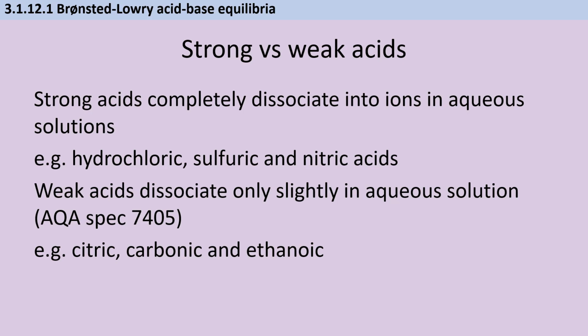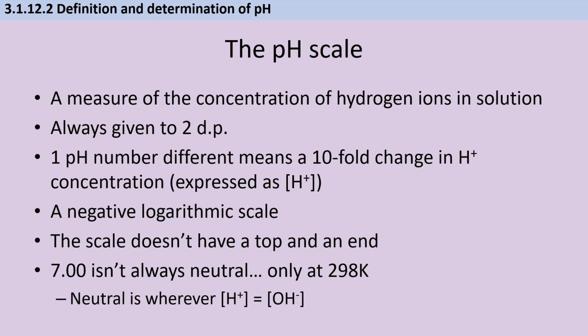In addition to recalling those 3 definitions, you should also be able to describe the difference between strong acids like hydrochloric acid, sulfuric acid and nitric acid, and weak acids like citric acid, carbonic acid and the carboxylic acids. Weak acids dissociate only slightly in aqueous solution. The pH scale is a measure of the amount of hydrogen ions in a unit volume in solution, in other words, the concentration of hydrogen ions. We always give the number of pH to 2 decimal places.